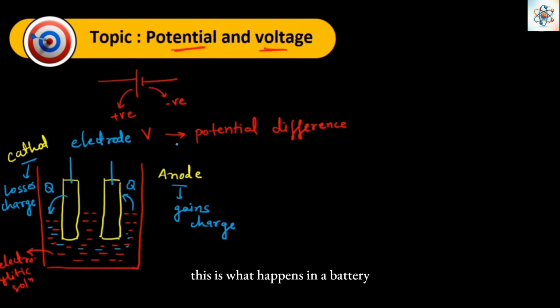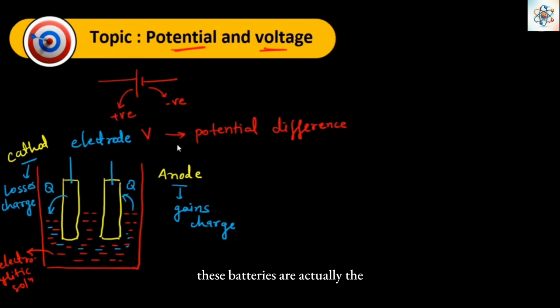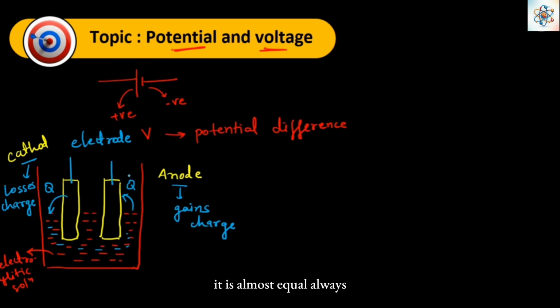This is what happens in a battery, which you have actually used so many times before. Whatever batteries we are using in remotes or anything which requires batteries, like toys, these batteries are actually a combination of these things: two electrodes in them, and some solution. Whatever amount of charge the cathode loses, the anode gains almost the same.